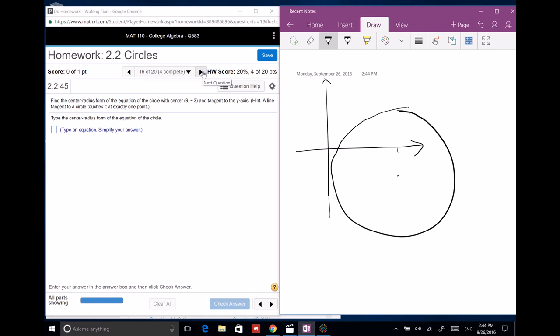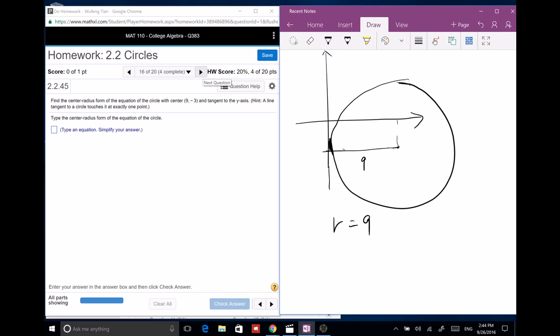So this is a 9. Okay, so the x is 9 and the direction is tangent. So you got the radius r equals 9 because it's tangent to the y-axis. Now the center form is going to be, because the center is 9, -3, the answer is x minus 9 squared plus y minus -3, which is plus 3, squared equals 9 squared. Radius squared is 81. That's it.